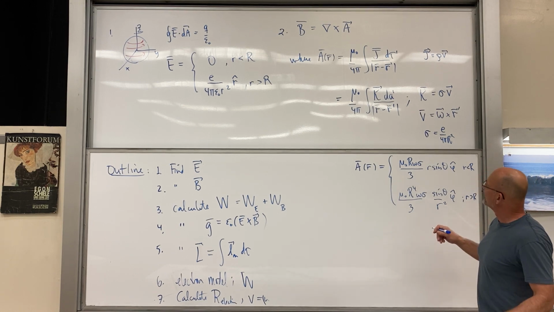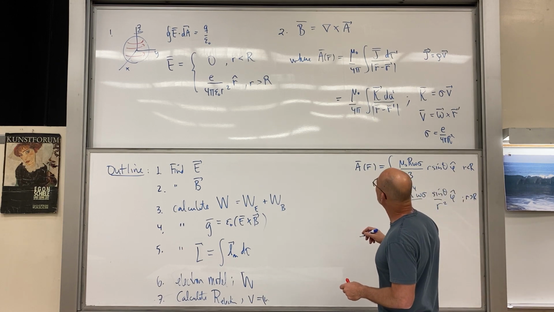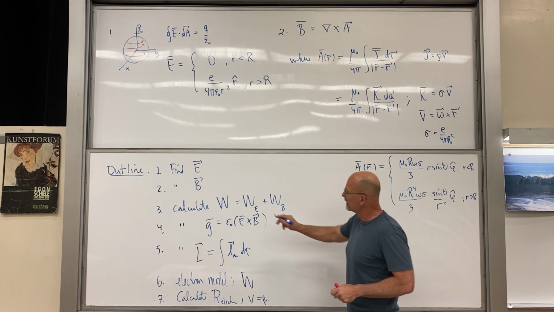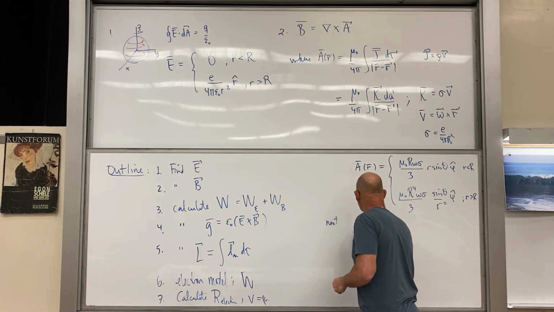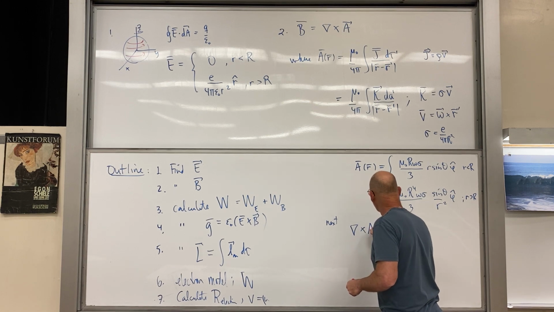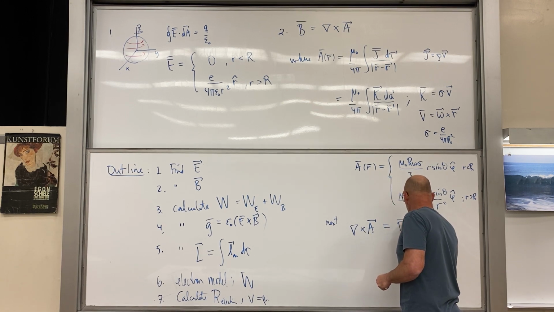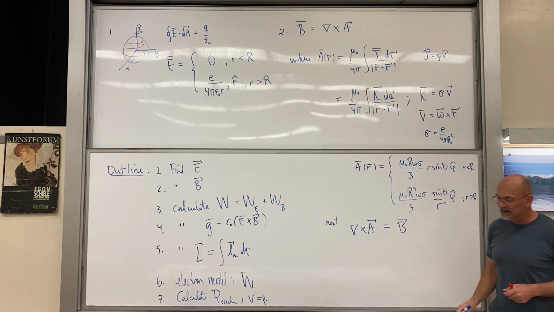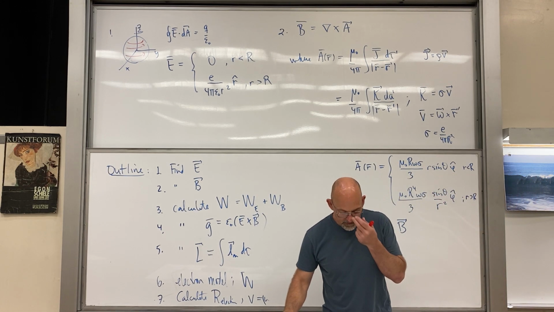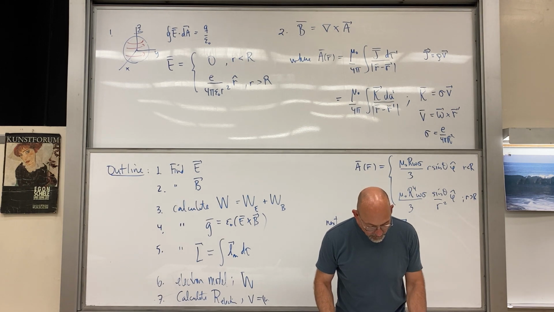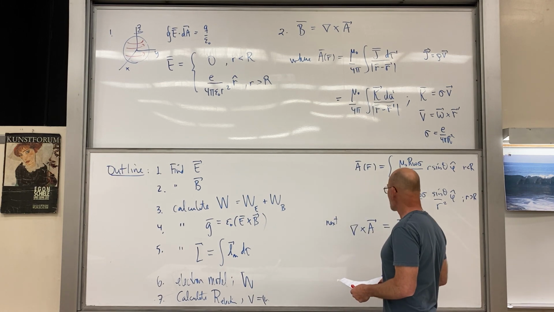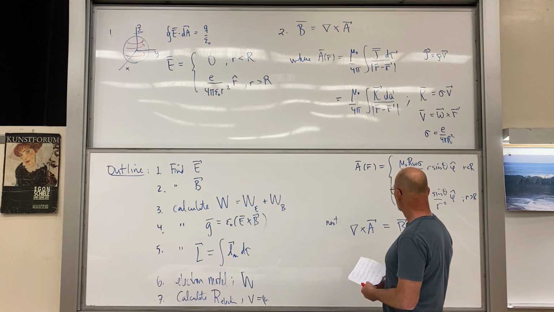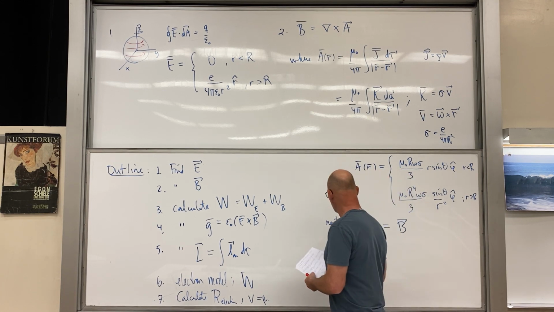Good. So what's the next step? We're still on 2, I guess. We have to now take the curl of A, which is going to be what we're actually looking for, the magnetic field. So the curl in spherical polar coordinates, that's quite an expression. But because we only have a phi component, it shortens up a bit. I'm going to put it right here.